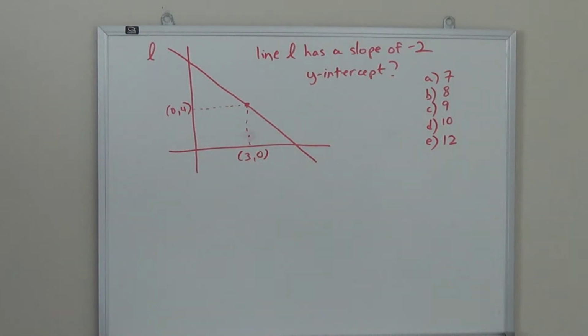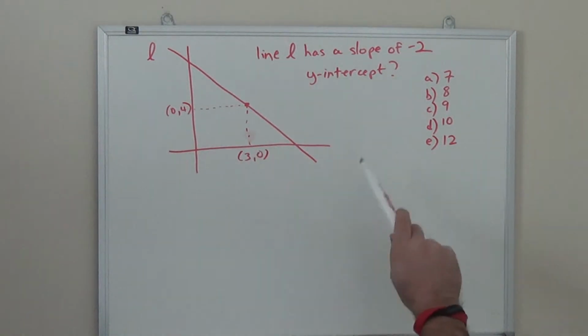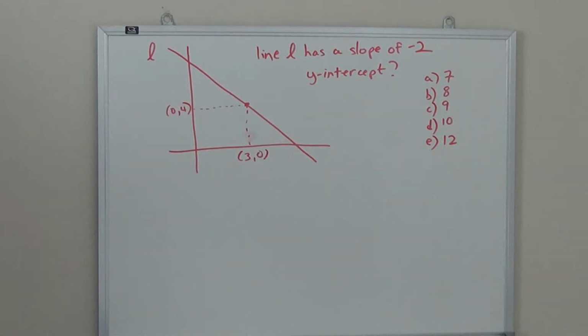Okay, we're back here. So we've got a little slope problem here. Let's see what we got. We have a line going through. They give us a couple points. They tell us the slope of the line is -2, and it's just looking for the y-intercept.